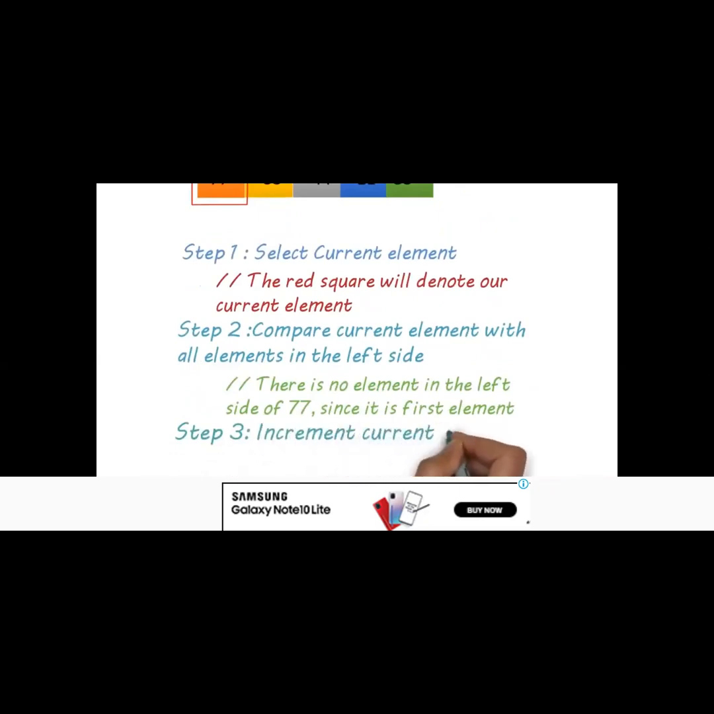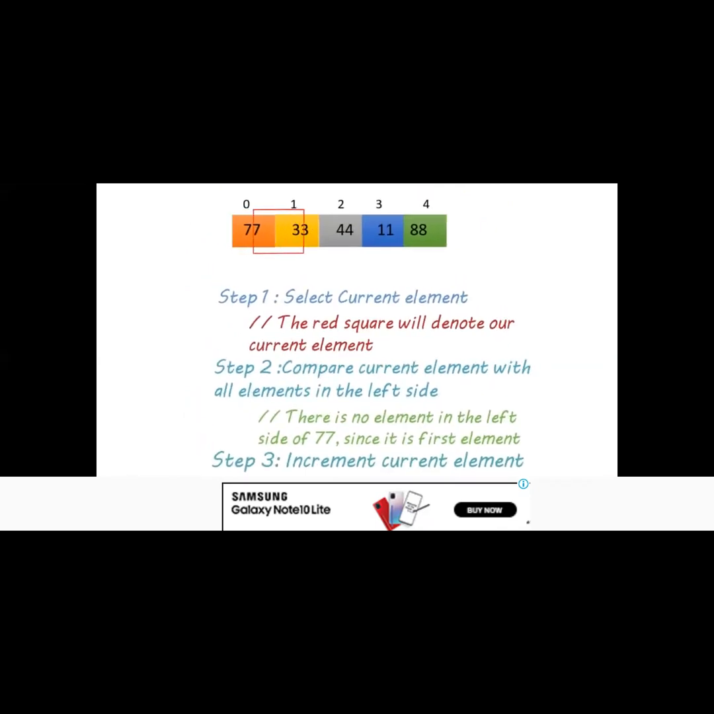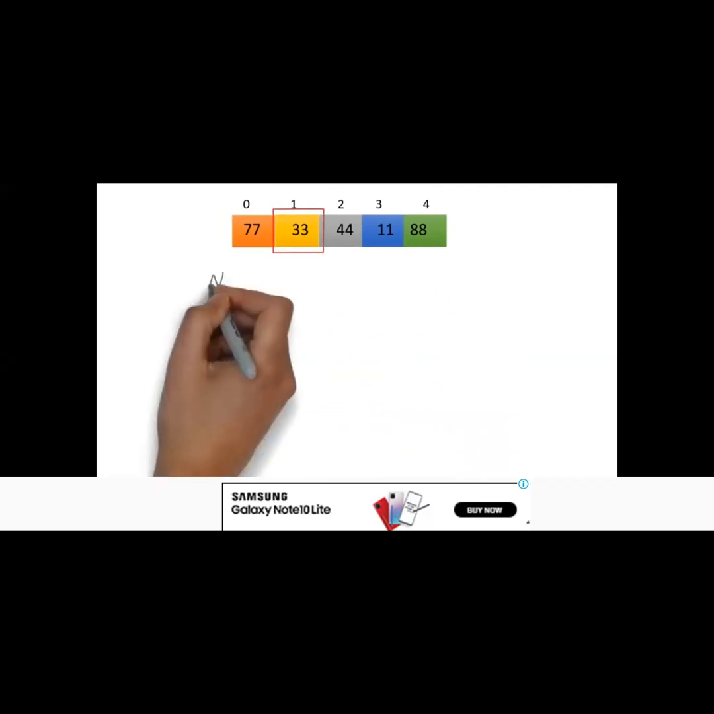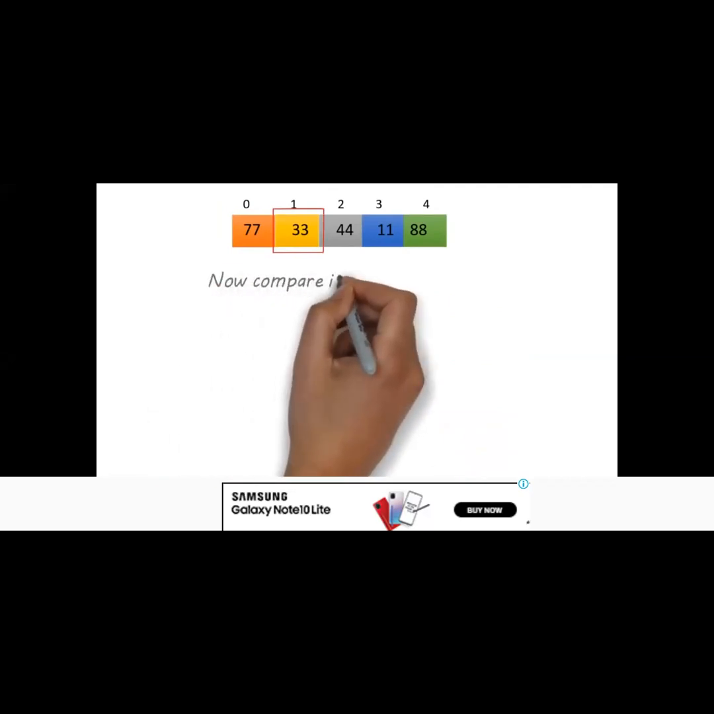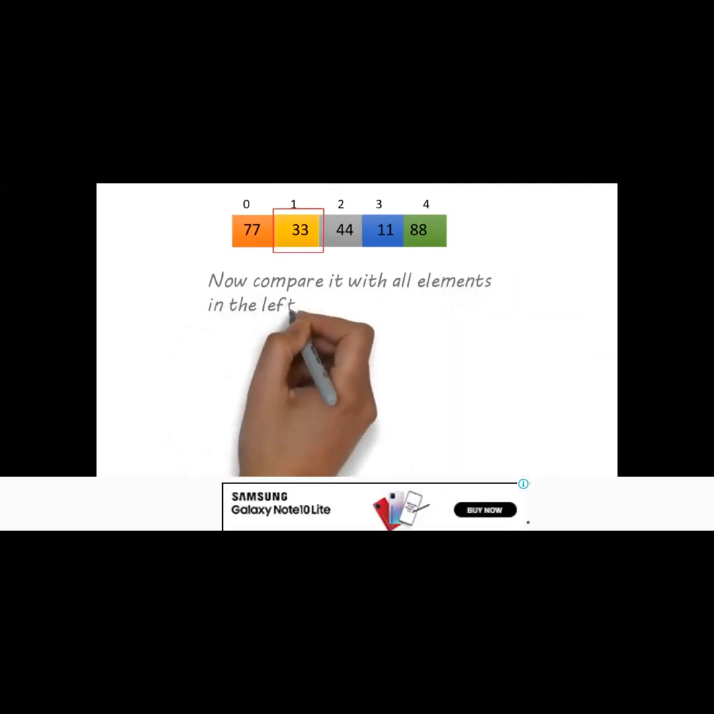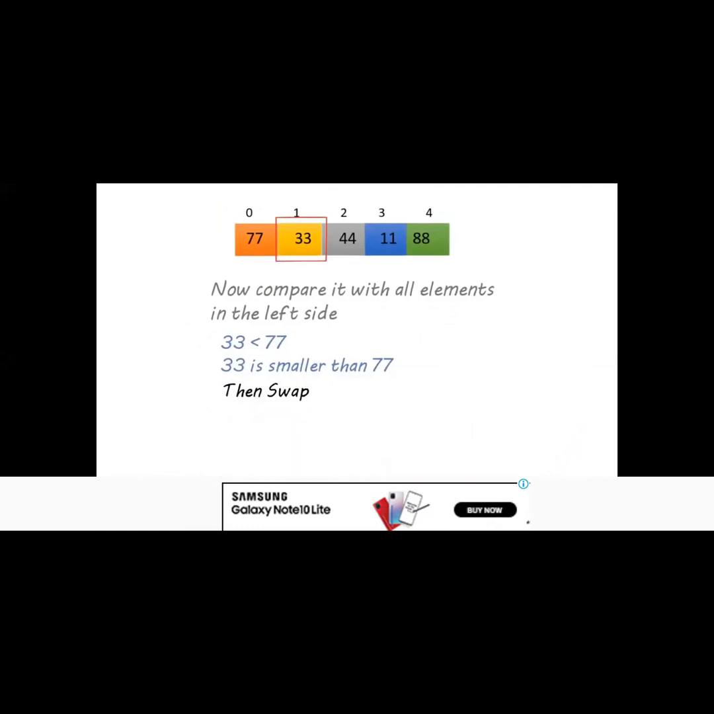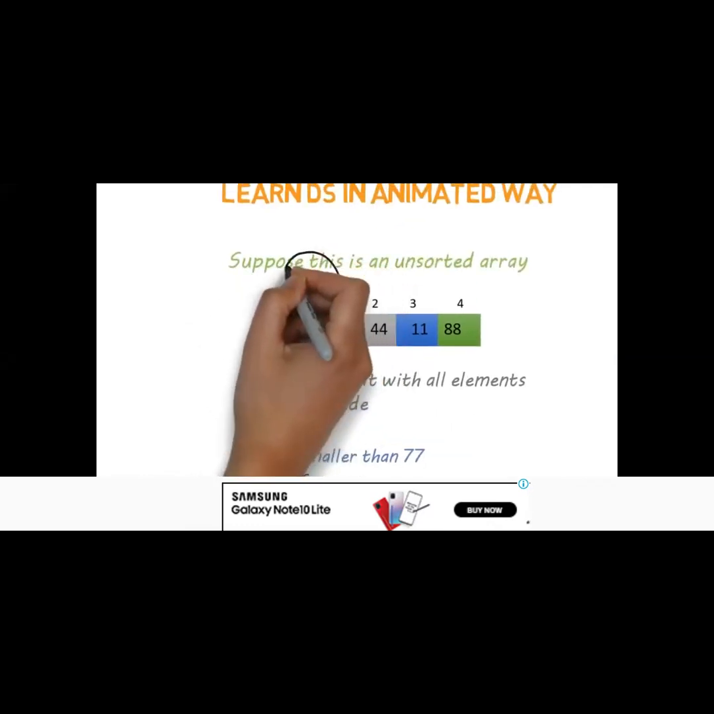What is the next element? I think it is 33. Yeah, 33. Now the current element position will be moved to 33. What is the previous element of 33? 77. Now 33 will be compared with 77. If you check the condition, 33 is less than 77. Is the condition true? Yes, the condition is true. 33 is smaller than 77. Then what will happen? As shown in the video, it will get swapped.